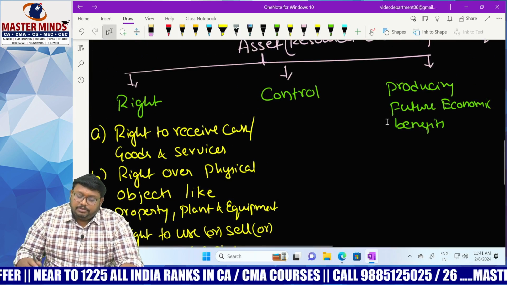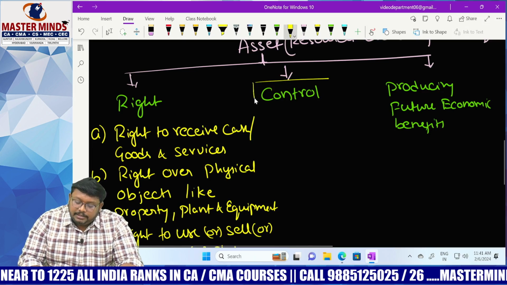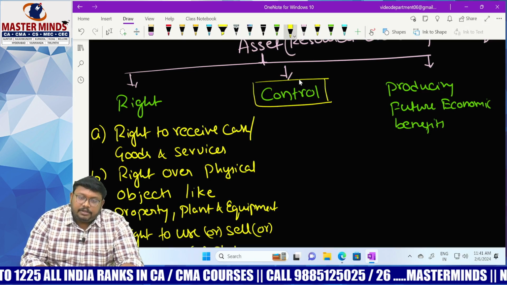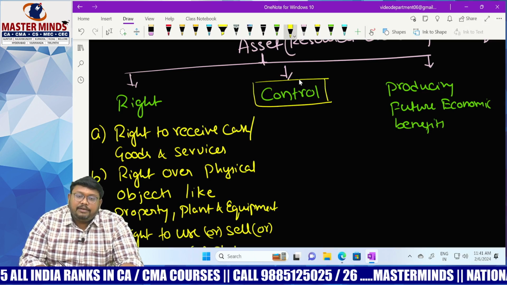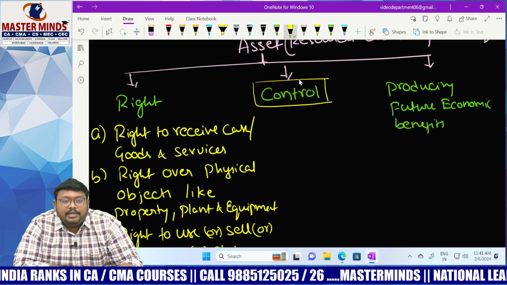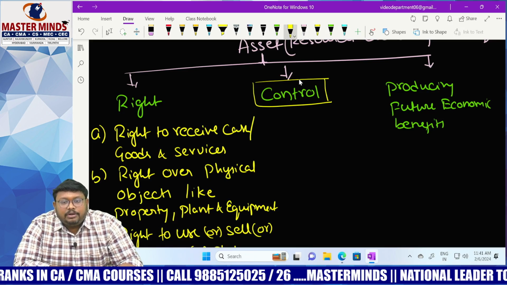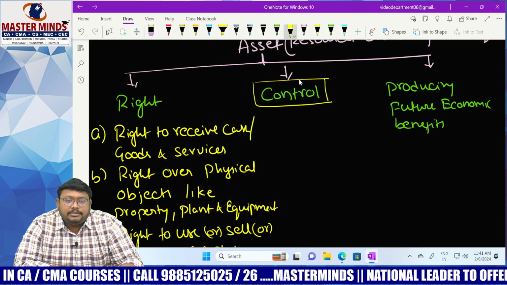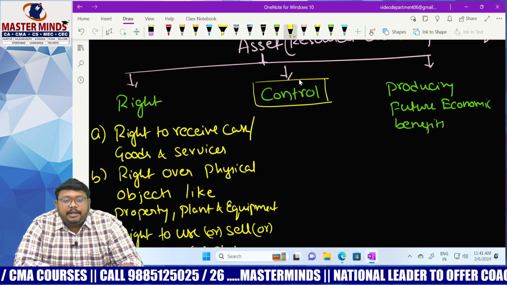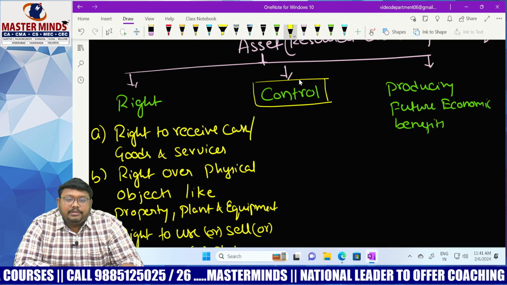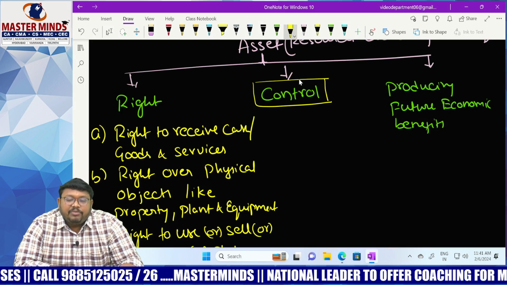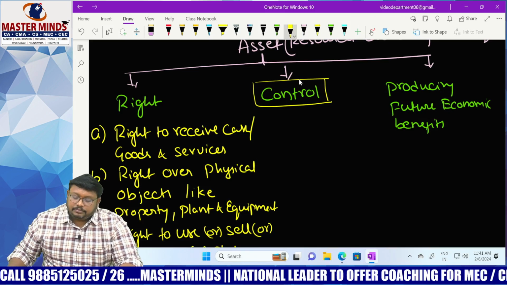And coming to control, this is the important element in property, plant and equipment. So what is control? You have control over the asset. Sir, I am the owner of the asset. If I am the owner of the asset, I only have the control over the asset. No. Yes, but sometimes the substantial owner is also having the control over the asset. Example like lease.